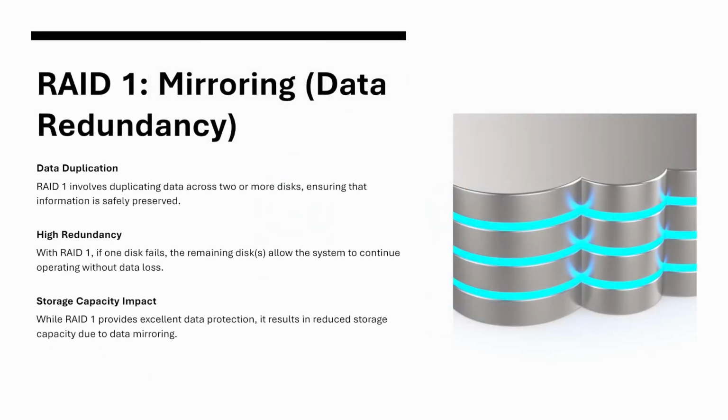RAID 1, mirroring, data redundancy. RAID 1 involves duplicating data across 2 or more disks, ensuring that information is safely preserved. With RAID 1, if one disk fails, the remaining disk allows the system to continue operating without data loss. While RAID 1 provides excellent data protection, it results in reduced storage capacity due to data mirroring.